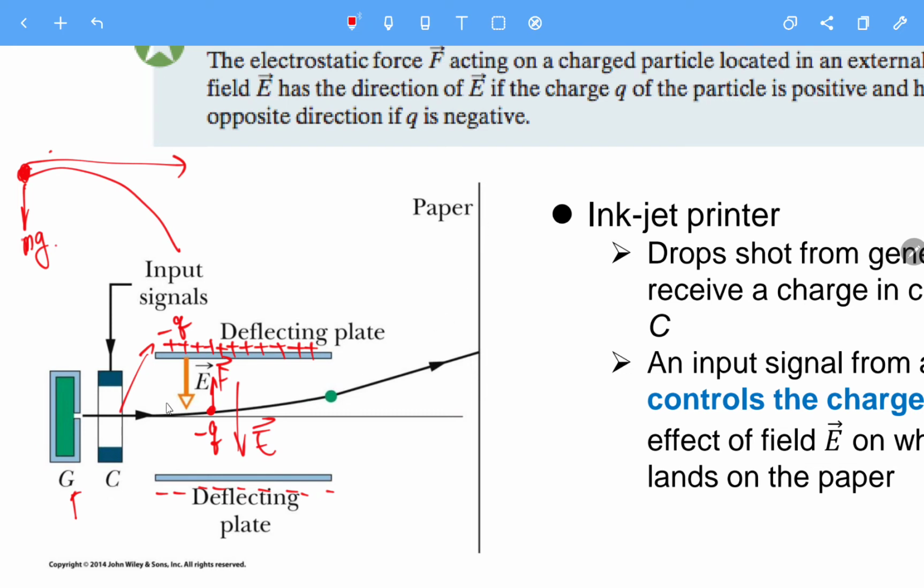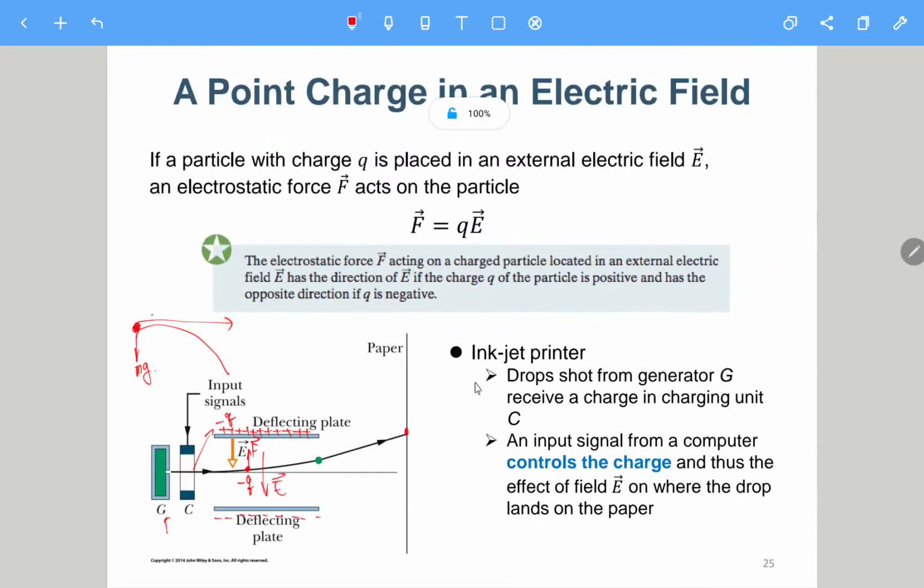Suppose we try to control the charge put on the ink, it will affect the position, the angle to the paper, like that. So this is a simplified model for the inkjet printer.